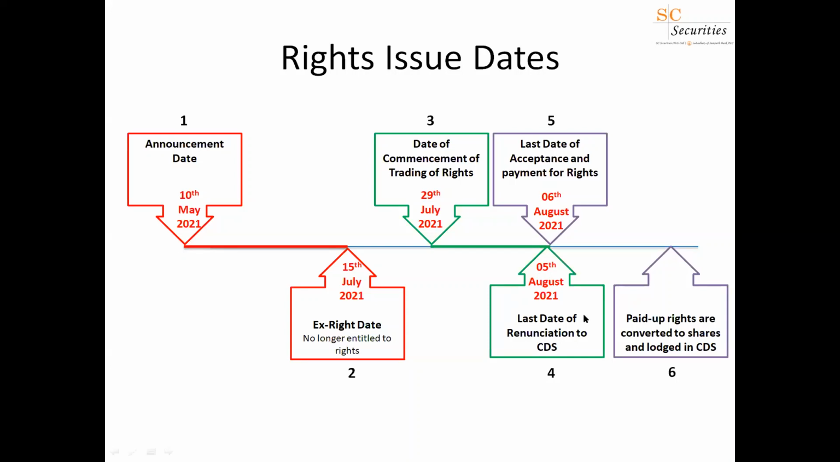Then the day following the renunciation date is the last date of acceptance and payment for rights. So if you have bought rights on 5th of August, then 6th of August is the last date for you to accept your rights and make the payment. You can accept and make the payment before as well.